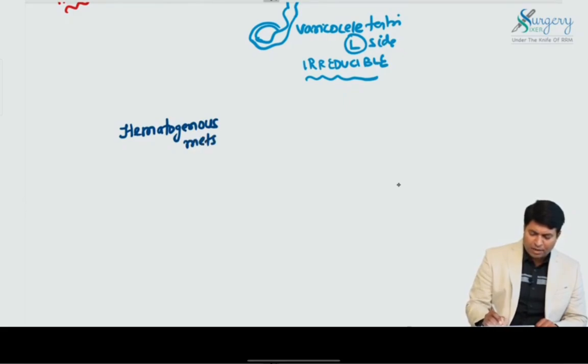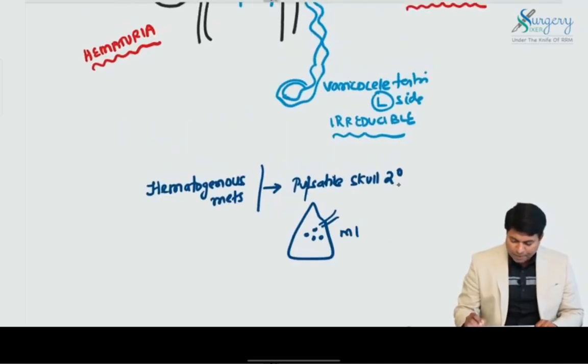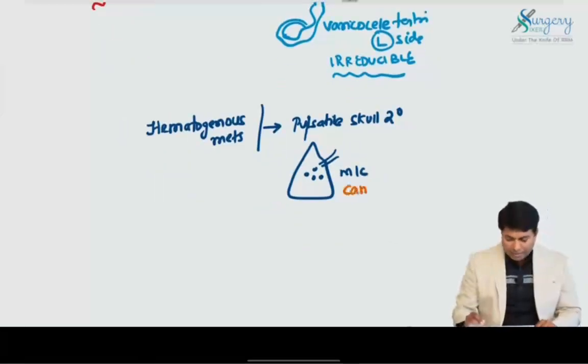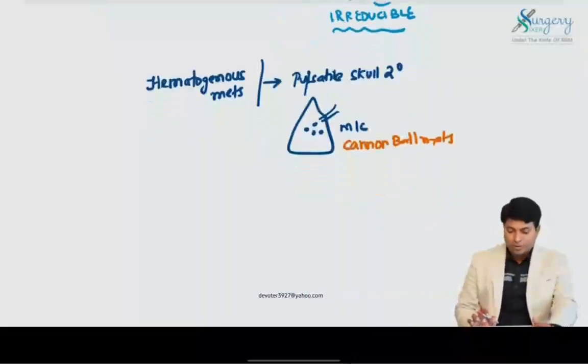Hematogenous mets are very common in RCC. They can produce pulsatile skull secondaries. They can produce lung mets. The most common distant mets is to the lungs, and these mets are known as cannonball mets. So it is very common to produce pulsatile skull secondaries like a follicular cancer, and it produces lung mets. Please don't forget these points.